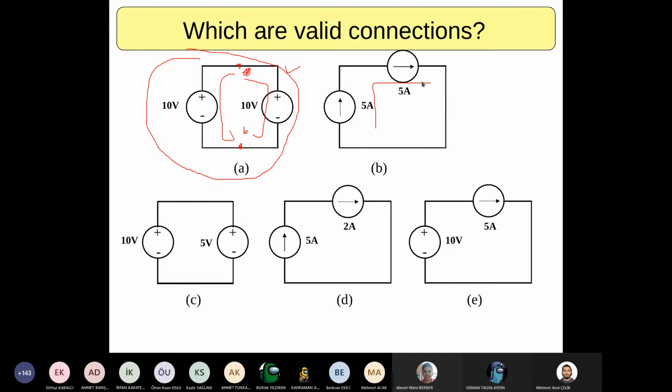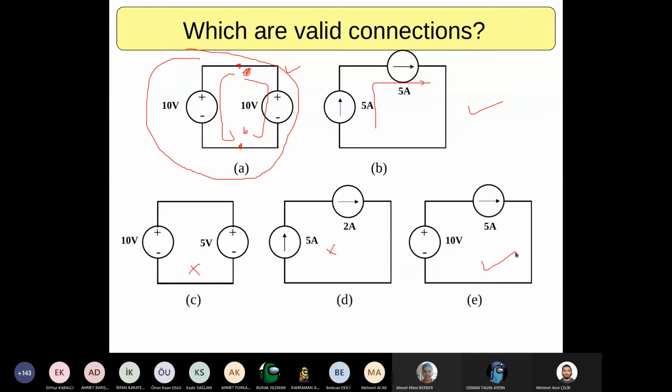This one is kind of very easy. It's also valid. The current passing through this branch should be equal to the current passing here, and they're all 5 amps. So this circuit is valid too. How about this one? I know it's kind of easy, but just valid or invalid? Just give me an answer. Invalid. Not valid. Invalid, that's right. How about this one? Also invalid. Also invalid. How about this one?